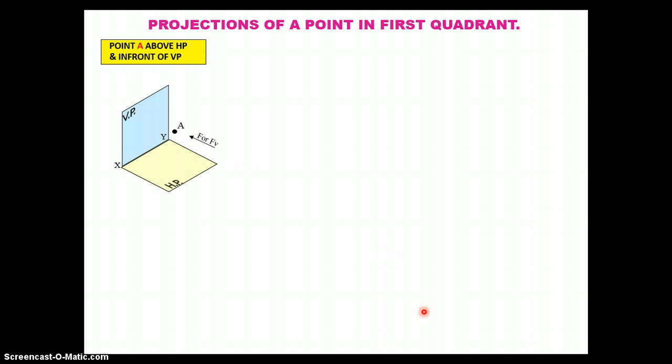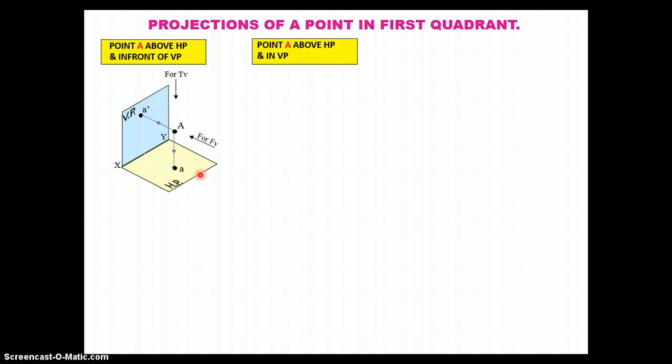Then let us have the 3D view of the projection of point A, which is in the first quadrant. Now we are dealing with only the first quadrant. So point A is at some distance above the HP and at some distance in front of VP, and this is the A dash projection, that is the front view projection. Then this is the top view projection.